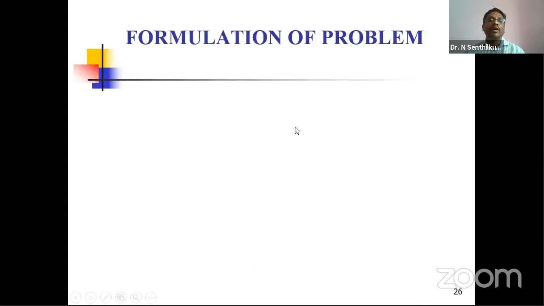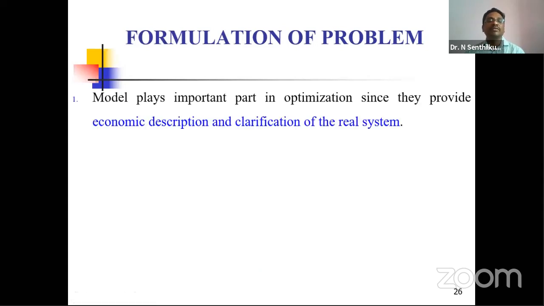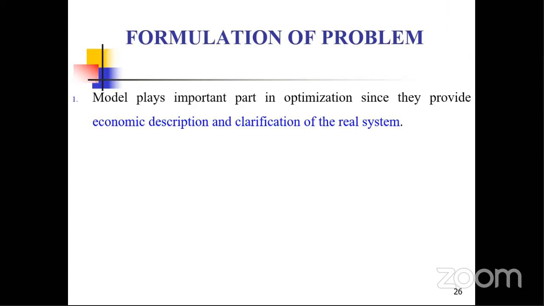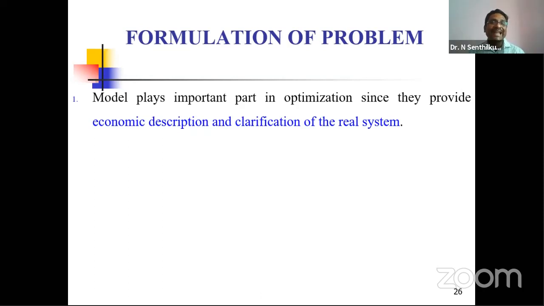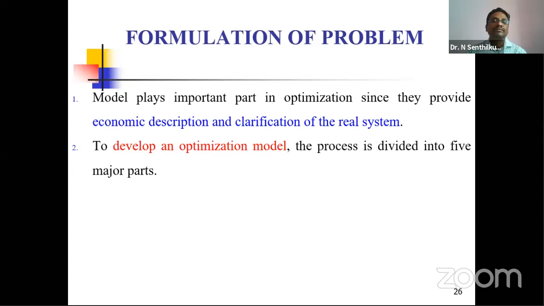So formulating the problem, how are we going to formulate the problems? Modeling, so the model plays a vital role in optimization, because each and every problem is considered as a model, because it has two relationships. That is, I'm going to relate the input with the output through some models. That's why it is an economic description and clarification of the real system. So what happens when the input changes? What is the corresponding effect on the output? That we are going to relate through a model.